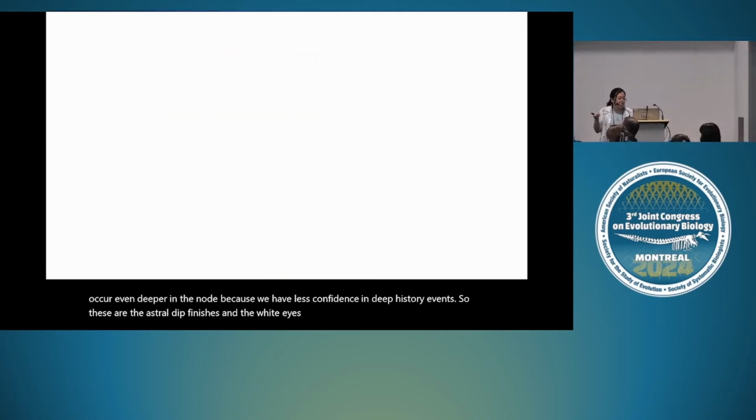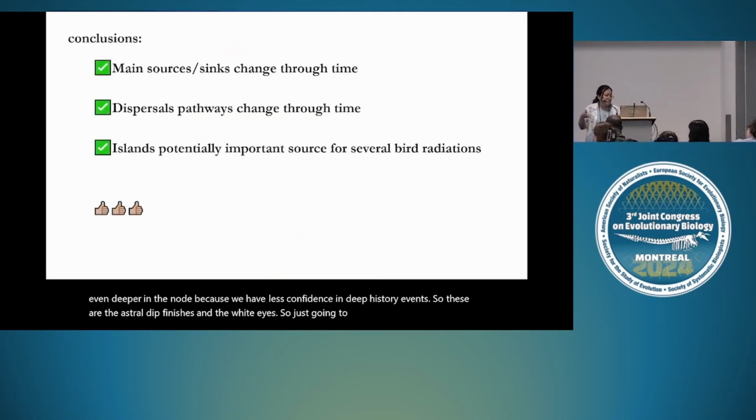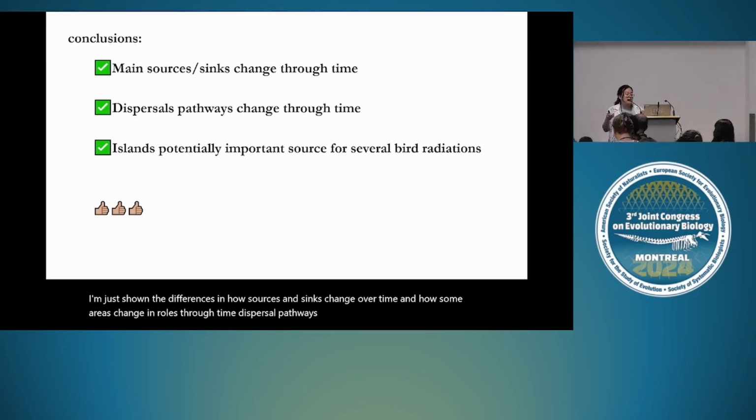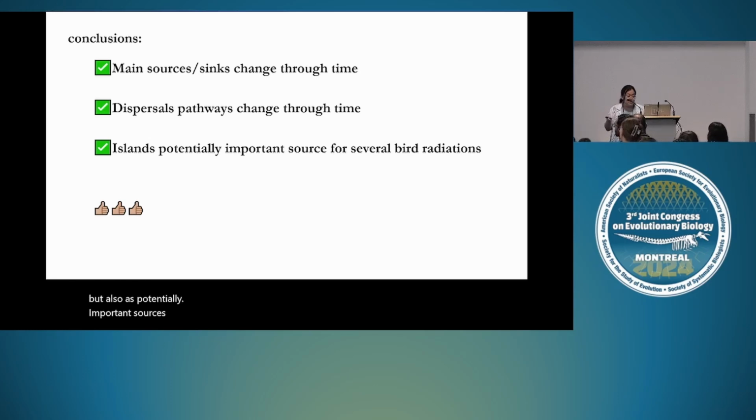So, just going to conclude. I'm showing the differences in how sources and sinks change over time, and how some areas change in roles through time. Dispersal pathways also change through time, as well as the importance of islands, not just as stepping stones for dispersals between the areas, but also as potentially important sources for several bird radiations.